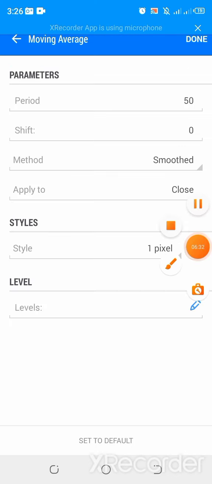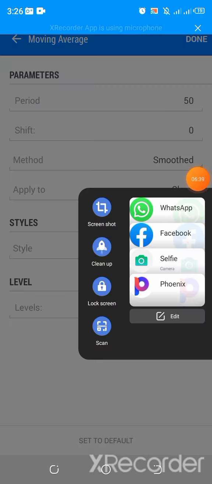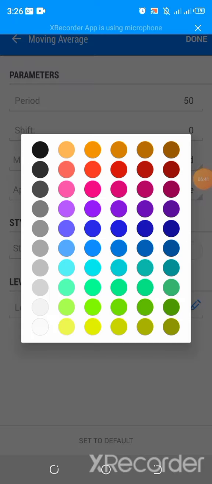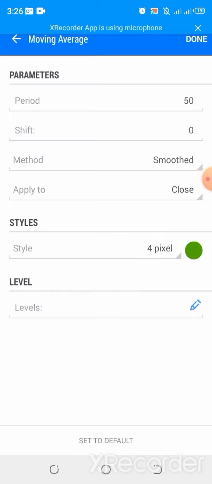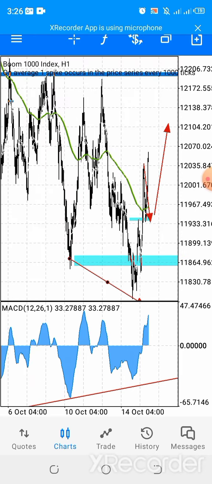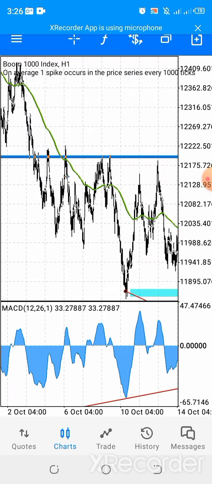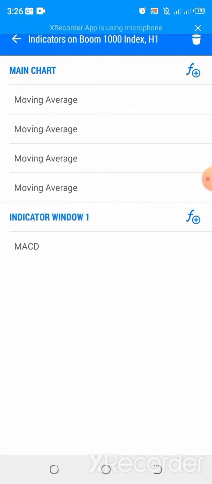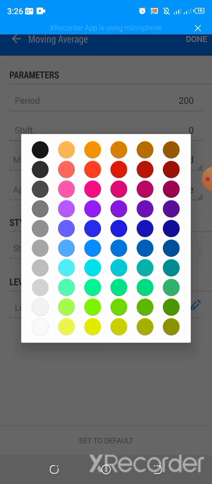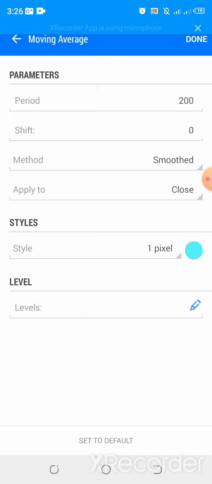I'm going to be using the green and I'll be using 4 pixel. So I also like to add the 200. The 200 gives me the direction of trend on the bigger time frame. That is H1. The 200 will let me know what price is actually doing on the bigger time frame as well.